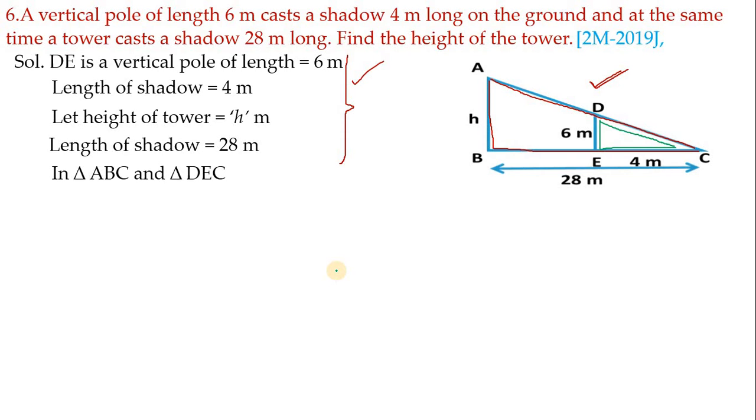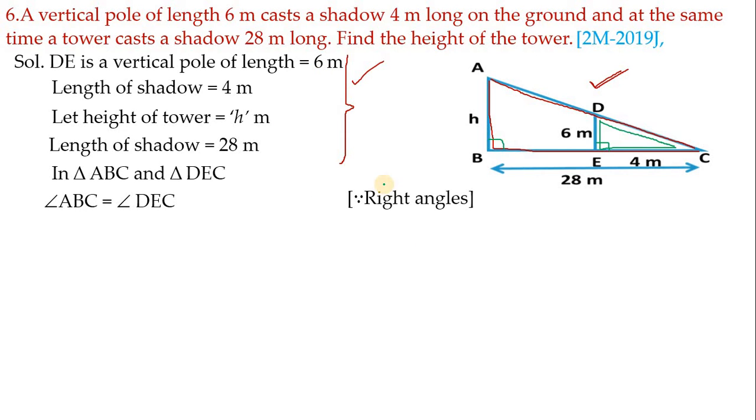Is it possible to show similar? Very simple, children. Look here. This angle is equal to this angle. Why? These two are right angles. Always the pole and the tower will be in upright position to the ground. Hence, it always forms a 90-degree angle. That is understood. Nobody will say that in the problem, but you have to understand.